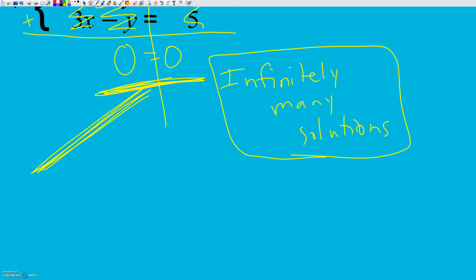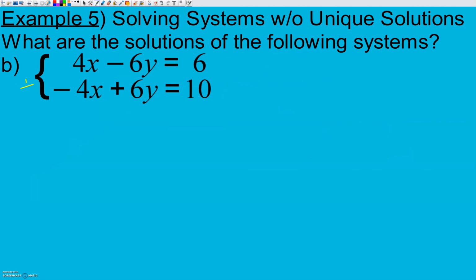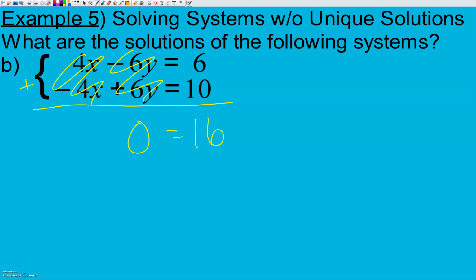0 equals 0. On B here, again, I have opposites, so I can go ahead and solve right away. 4 plus -4 gives me 0. -6 plus 6 gives me 0. But 6 plus 10 gives me 16. Does 0 equal 16? Nope. So since 0 doesn't equal 16 and I have no more variables, I know I'm not going to get an ordered pair as my solution. I'm actually going to get no solution here.